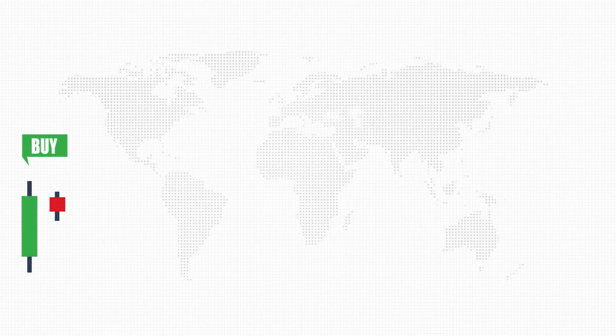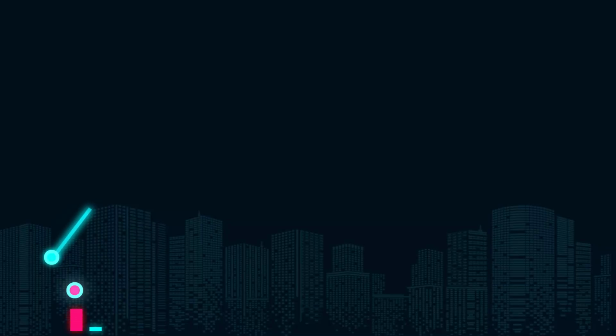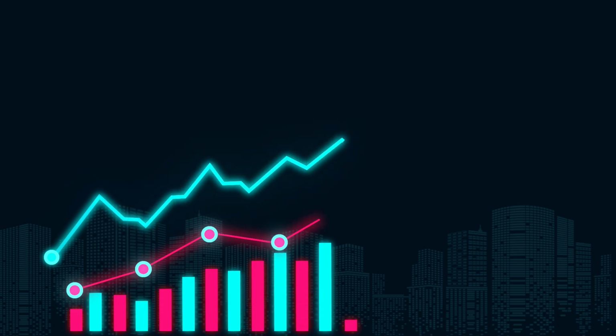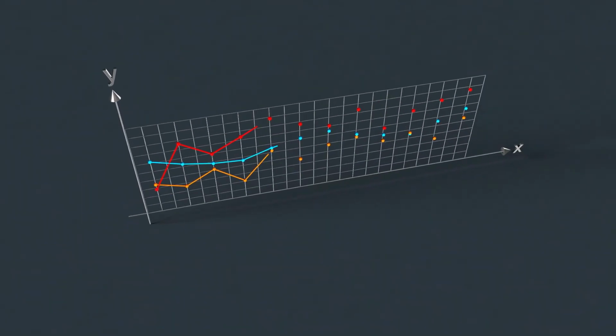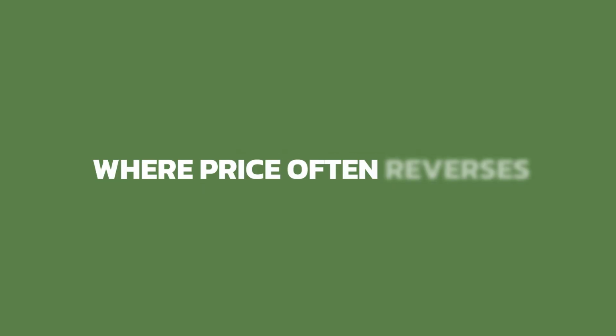A green candle means price went up. A red one means it went down. Look at several candles and you'll see trends. Uptrend: higher highs, higher lows. Downtrend: lower highs, lower lows. Sideways: a range-bound market. You'll also spot support and resistance levels, where price often reverses.